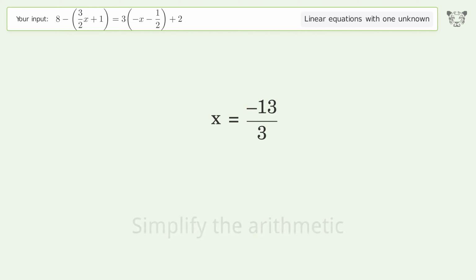And so the final result is x equals -13/3.